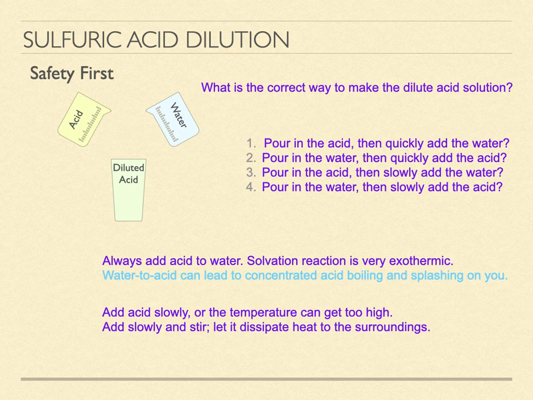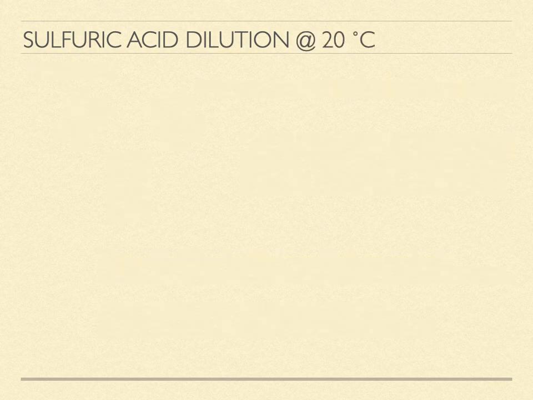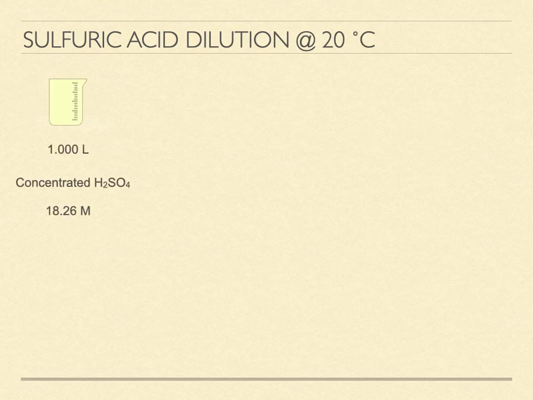Let's return now to the dilution process itself to see if anything unexpected might be happening. Take 1 liter of concentrated sulfuric acid.